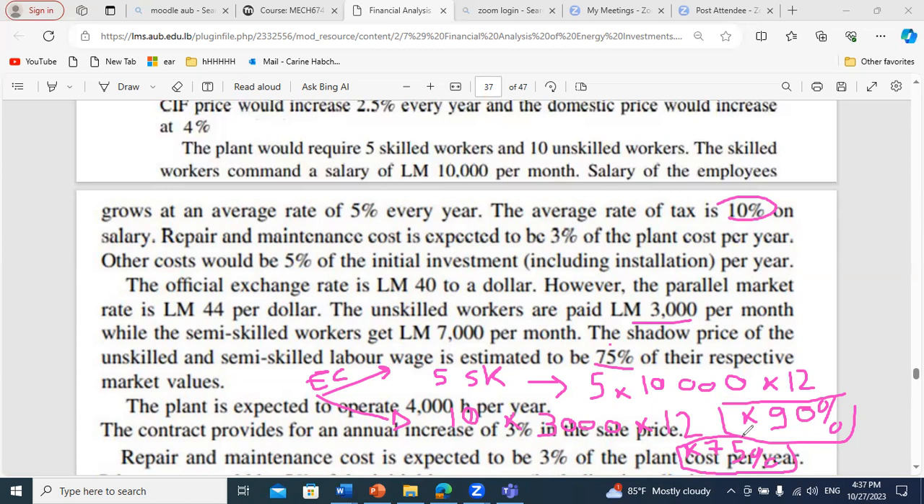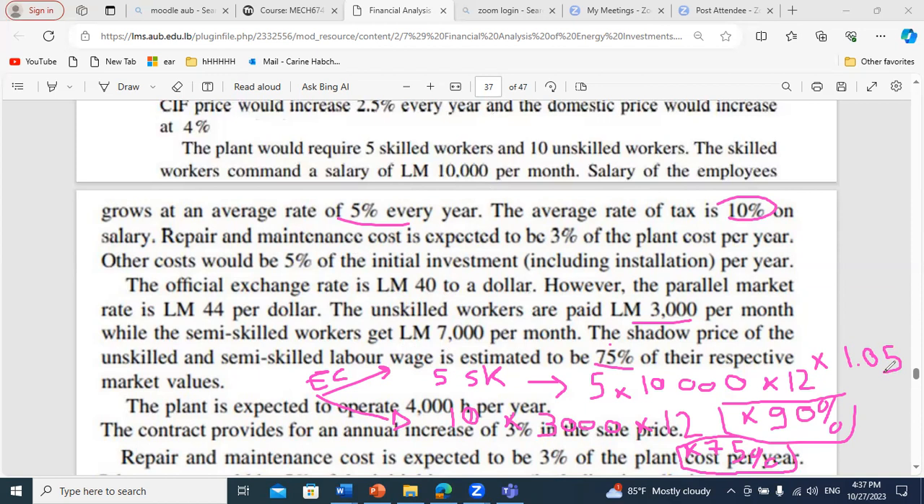Now, they told us that these salaries are not fixed. We have an increase. So now when we want to compute over the years, we need to consider for each salary the percentage of increase. They told us that the salary of employees will grow at an average rate of 5% every year. And so now when we want to compute from year 1 to 10, for each year we will multiply the salary by 1.05 for both economic and financial analysis. Okay, so this is about salaries.